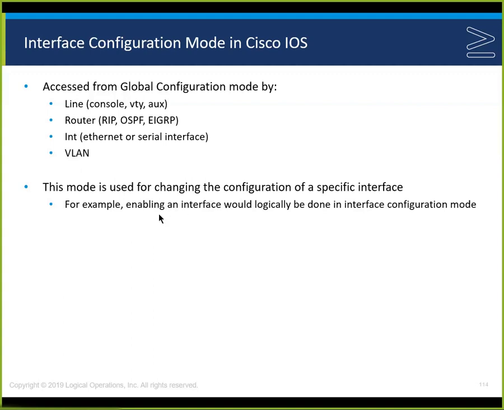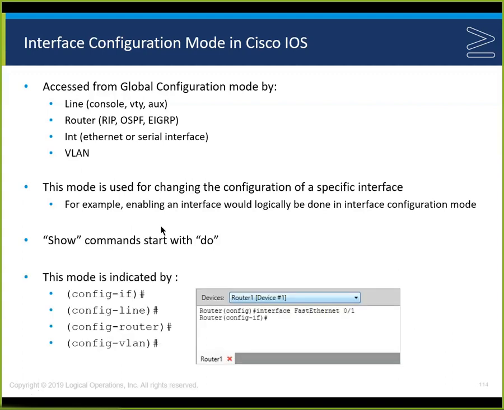Configuration for specific, enabling the interface, logically done in the interface configuration command. The show commands here again start with do. We can use the do command at these things. The mode, this mode, configure interface, configure line, configure router when we start doing routing protocols. Configure VLAN when we're actually doing VLANs with it.